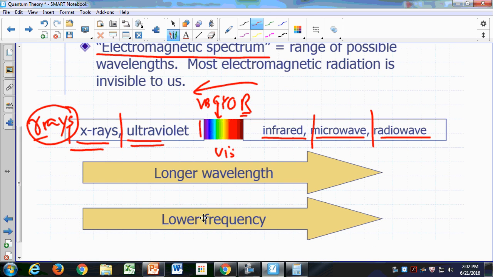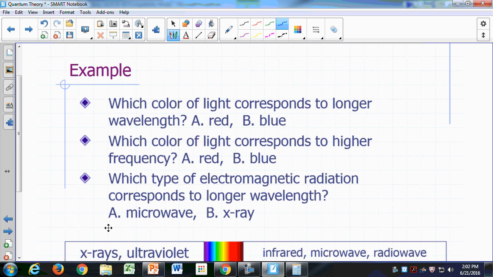Now, since frequency is c over lambda, you'll notice that the longer the wavelength, the lower the frequency. So going from left to right, gamma rays and X-rays would have the highest frequencies, and your radio waves would have the lowest frequencies. So let's look at some examples.